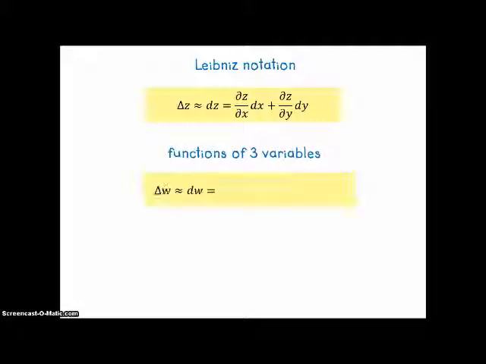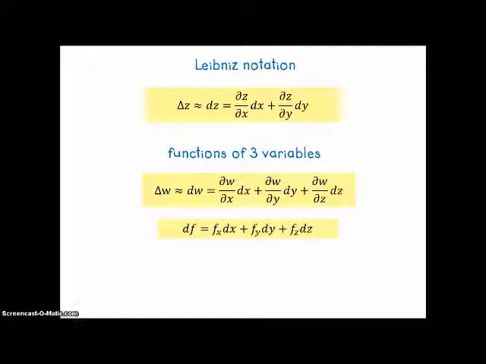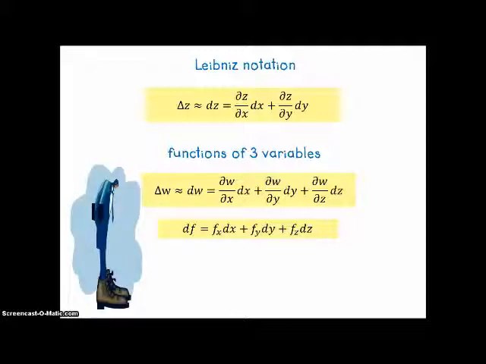Functions of three variables. If we use w for the name of the function, then in Leibniz notation we get the partial derivative of w with respect to x times dx plus the partial derivative of w with respect to y times dy plus the partial derivative of w with respect to z times dz. And there it is in Newton's notation. Same formula, different notation.